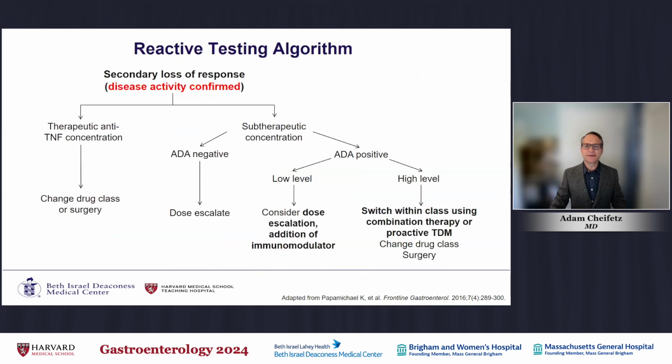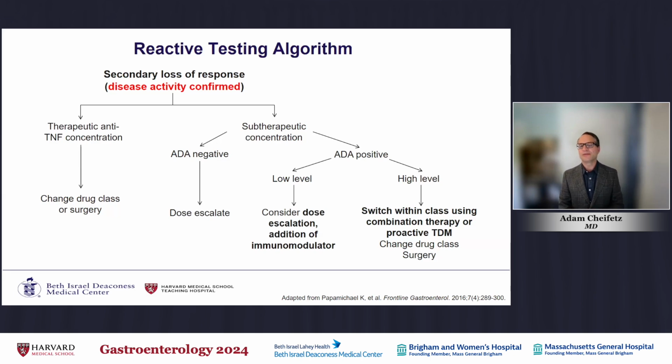Here's the reactive testing algorithm. Here I'll point out, important if patient has symptoms, it's not just enough to have symptoms, you really need to confirm with objective measures of activity that they're having a secondary loss of response. If the therapeutic drug concentration is greater than 10 to 15 with adalimumab or infliximab, then you're going to change drug class or potentially the patient may need surgery. If they have subtherapeutic drug concentrations, which I would argue is the majority of the cases, and no anti-drug antibodies, easy, dose escalate these patients. You get more bang for your buck by shortening the interval than you do by increasing the dose.